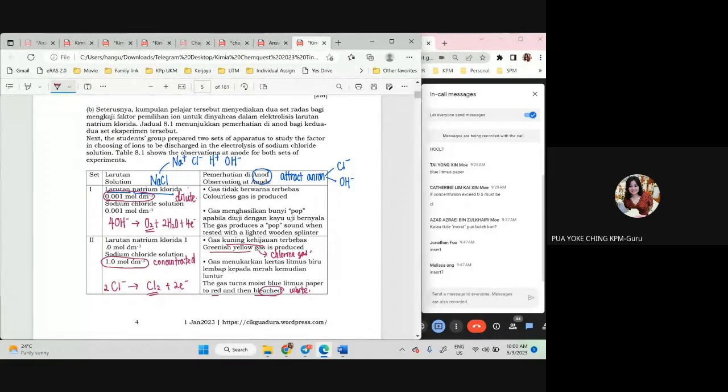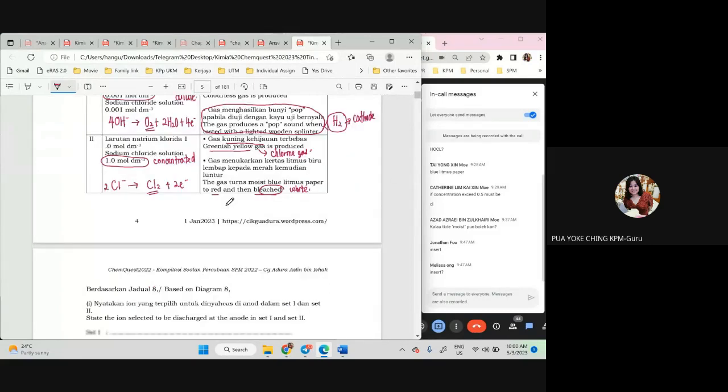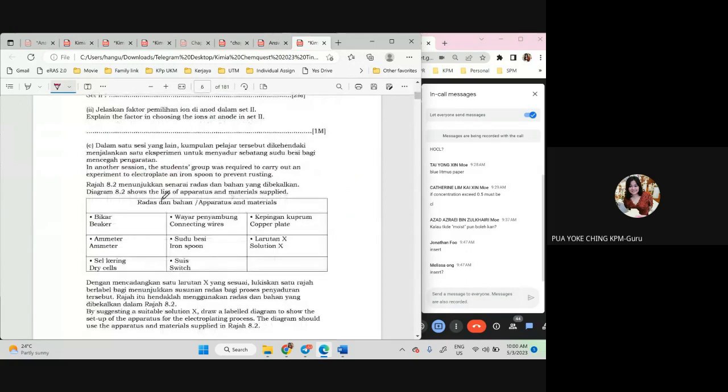Ini salah. This one salah, sebab kalau ikut ni ialah H2. Macam mana H2 dah datang ke anode? Tak ada. H2 is at your cathode. Okay, so soalan ni salah ni. Okay, so I tak go through.